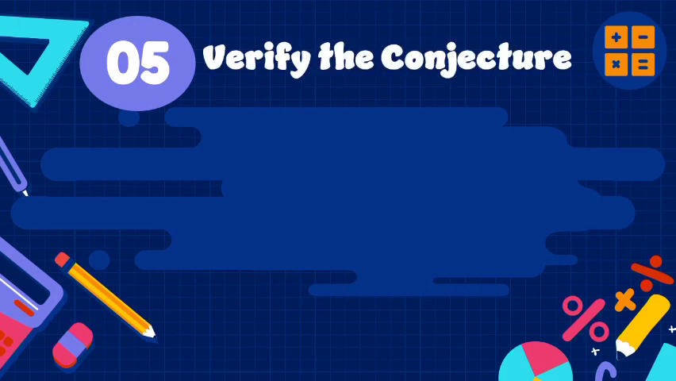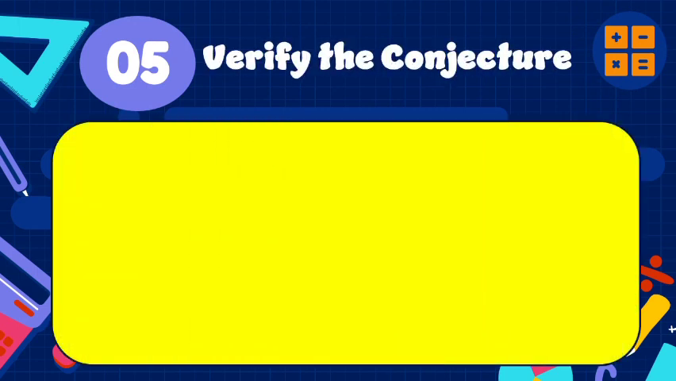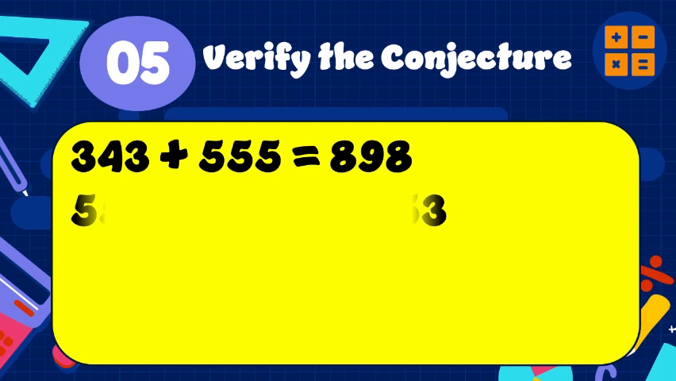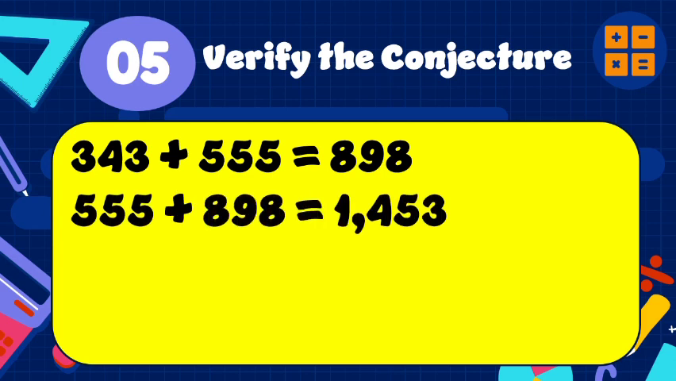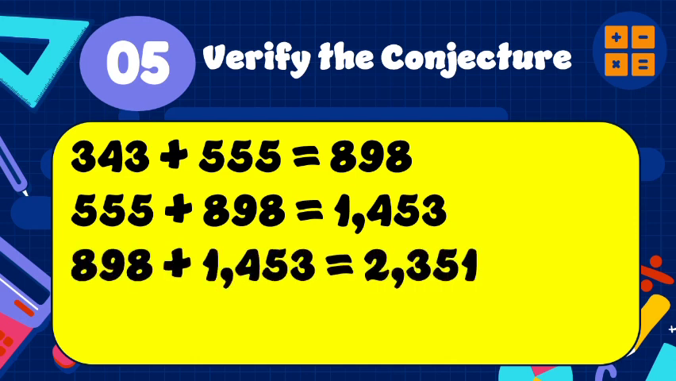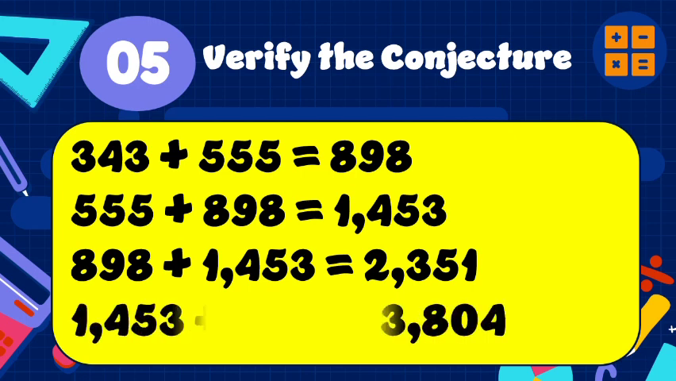The next step is verify the conjecture. In verifying our formulated conjecture, we only have to continue the process to check if our conjectures are really correct. So we have 343 plus 555 is equal to 898. 555 plus 898 is equal to 1,453. 898 plus 1,453 is equal to 2,351. 1,453 plus 2,351 is equal to 3,804.